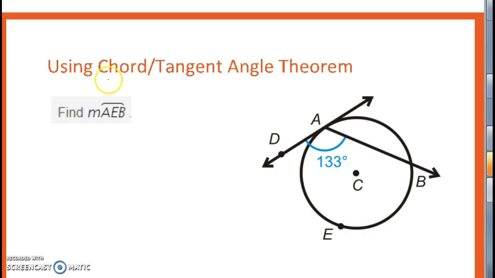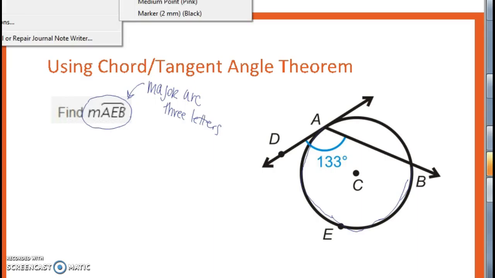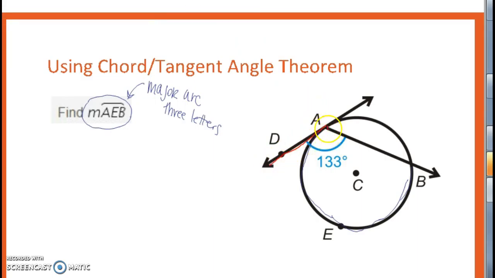So here I want to find the measure of A, and this is actually a major arc. If you think back, major arcs are named with 3 letters. So this actually refers to the part of the arc of the circle from A to E all the way to B. And so the measure of angle DAB is the angle that sits on the circle.